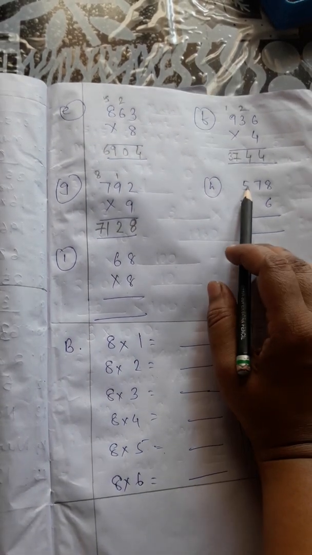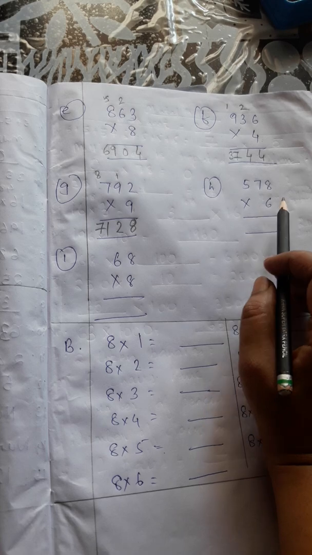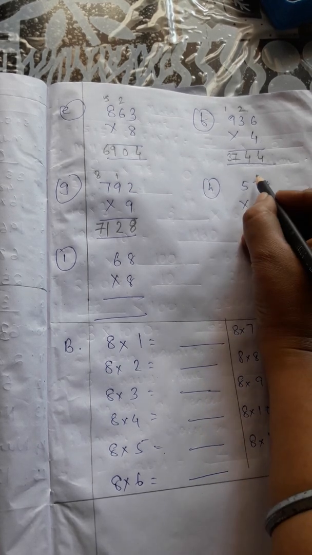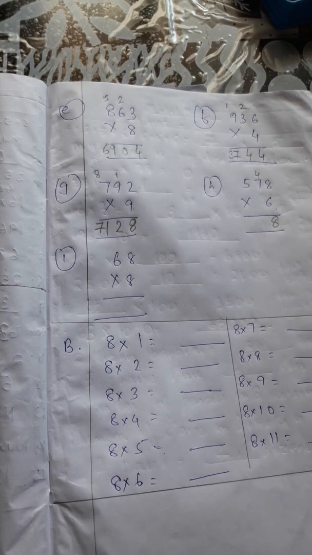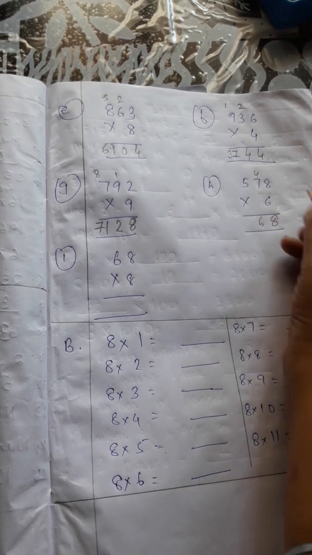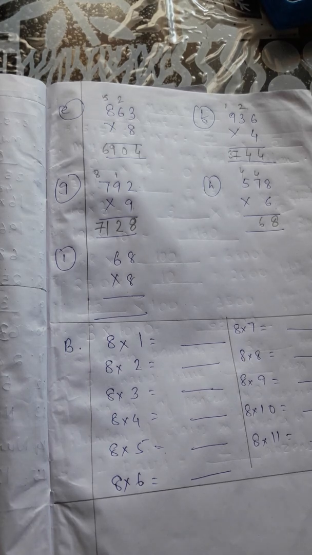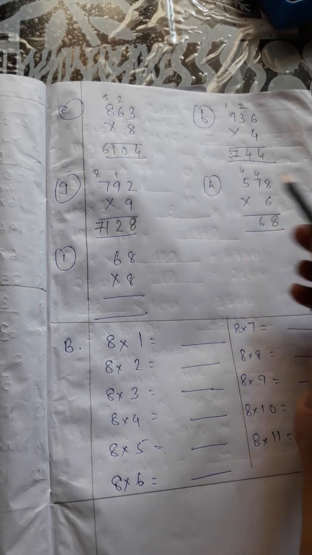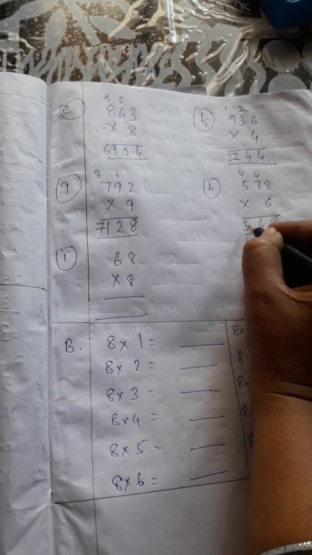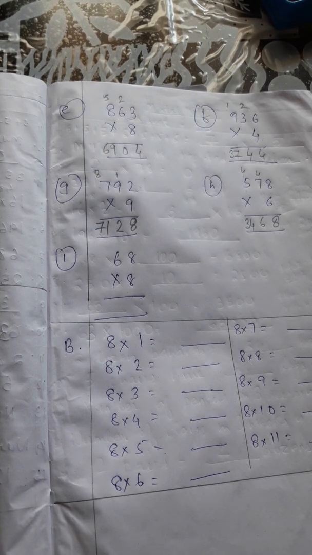Next, multiply 578 into 6. Keep 6 tables in your mind. 6 8s is 48. Write down 8. 4 over the tens. 7 6s is 42. 42 plus 4 is 46. Write 6. Carry 4 over the hundreds. Next, 6 5s are 30. 30 plus 4 will be how much? 34. So the answer is 3468.